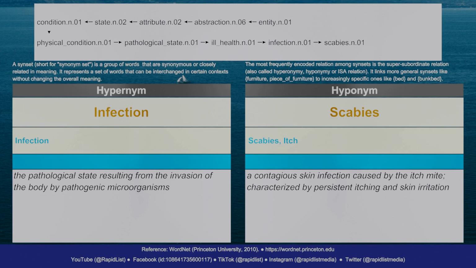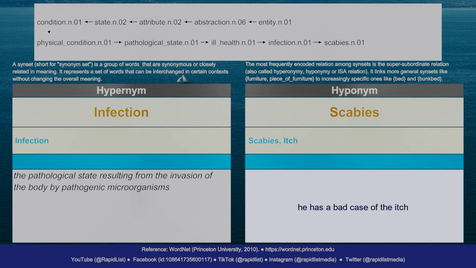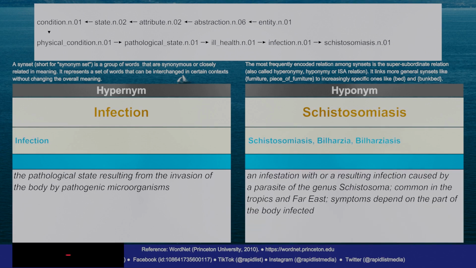Scabies. A contagious skin infection caused by the itch mite, characterized by persistent itching and skin irritation. He has a bad case of the itch. Schistosomiasis. An infestation with or a resulting infection caused by a parasite of the genus Schistosoma, common in the tropics and Far East. Symptoms depend on the part of the body infected.